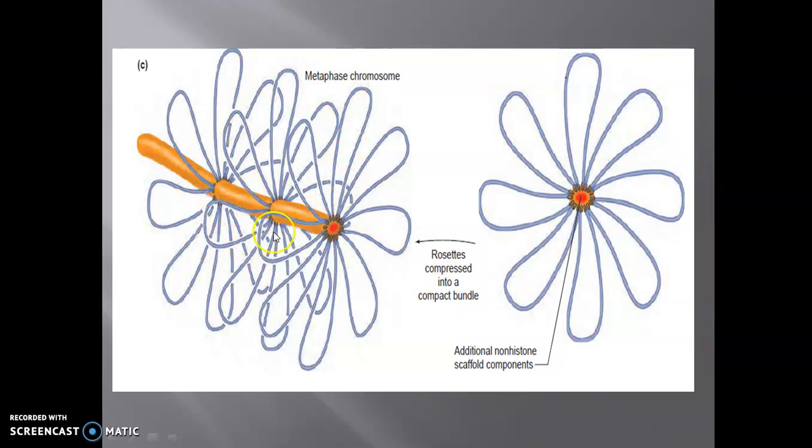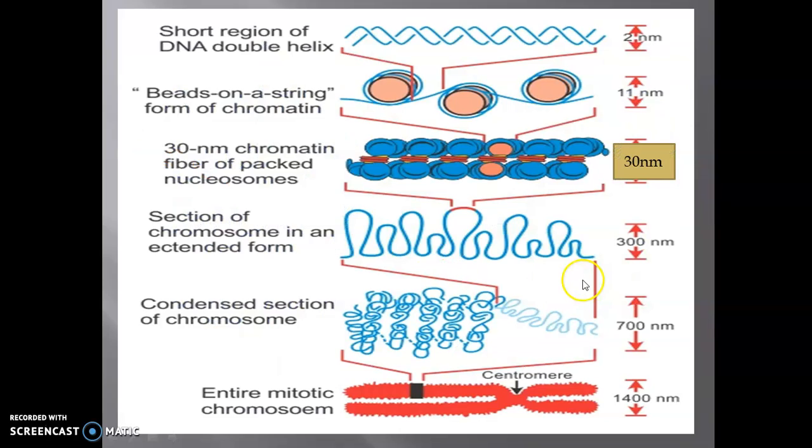So this is the metaphase chromosome. Now you can see the complete structure. First of all, this is the overview: the 2 nanometer wide DNA is folded into the nucleosome. This is beads on a string that form chromatin. So this is the 11 nanometer fiber. Then the 11 nanometer fiber undergoes further compaction, that is the solenoid. This is the one in which the 6 turns are present. So this is the 30 nanometer chromatin fiber formed of packed nucleosomes.